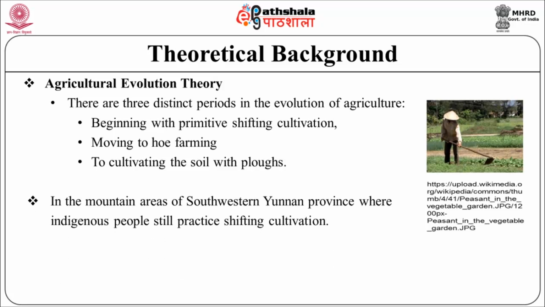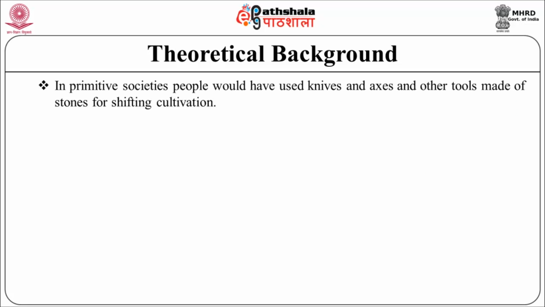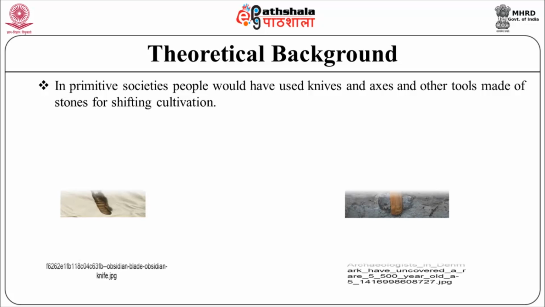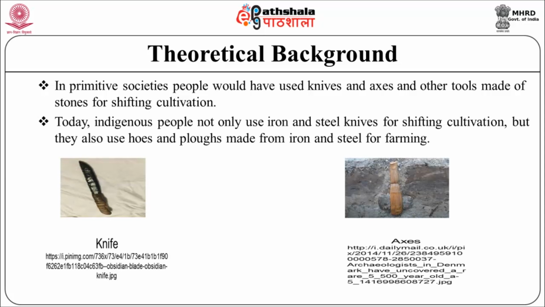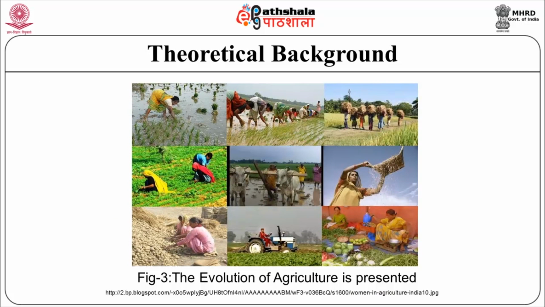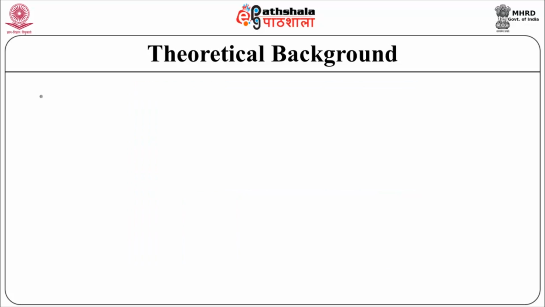shifting cultivation. In primitive society, people would have used knives, axes and other tools made of stone for shifting cultivation. Today, even indigenous people not only use iron and steel knives, but they also use hoes and ploughs made from iron and steel for farming. The evolution of agriculture is presented in figure 3.